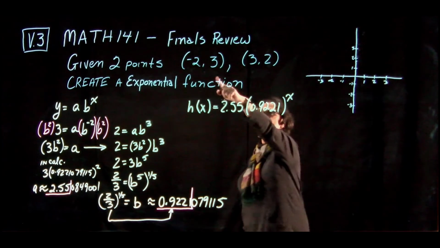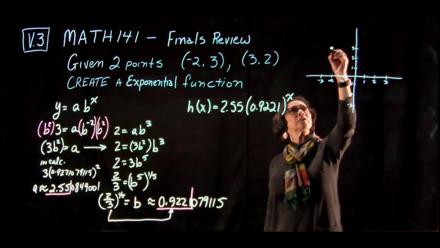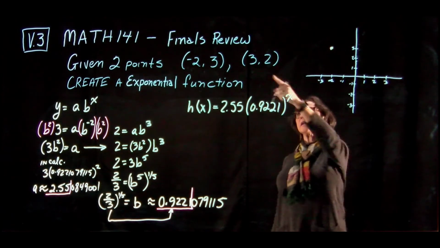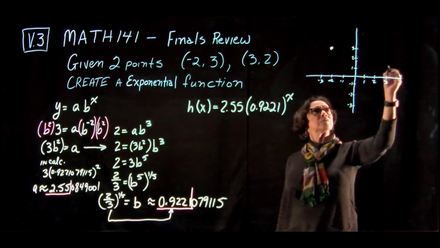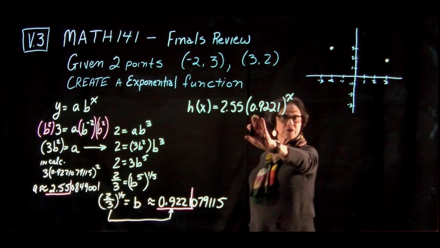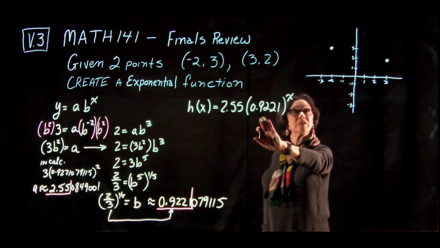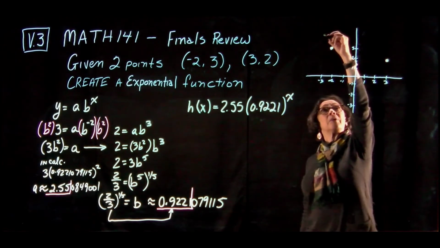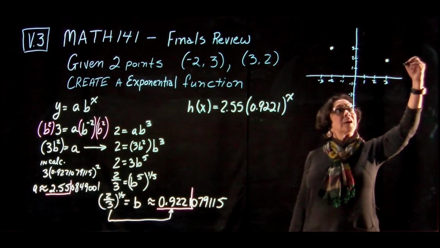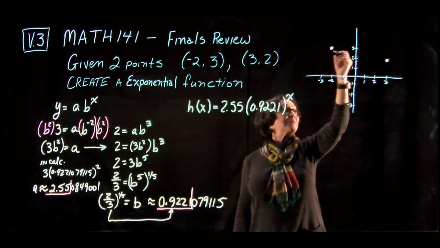Now the points that were given, negative 2, 3, I'm going to put on the graph, and positive 3, 2. This is an exponential function, but you'll notice the base is smaller than 1 but larger than 0. This means it is a decay function. That means it's starting up higher on the left and coming down to the right.